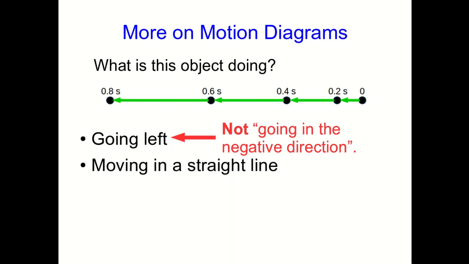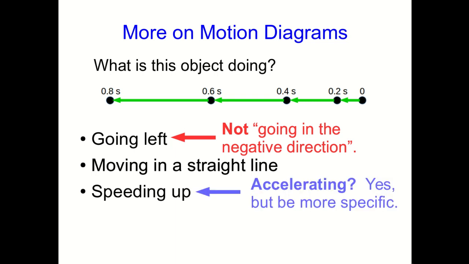You can also see that it's moving in a straight line. And you can also see that it's speeding up. Now, again, you may have been tempted to say that it's accelerating. Well, yes, it is accelerating, but that's not specific enough, because for a physicist, the word accelerating means changing velocity. There are lots of ways to change velocity. You can speed up, you can slow down, you can change the direction you're going in. So if you just say accelerating, you're not being specific enough. Speeding up is giving more information.